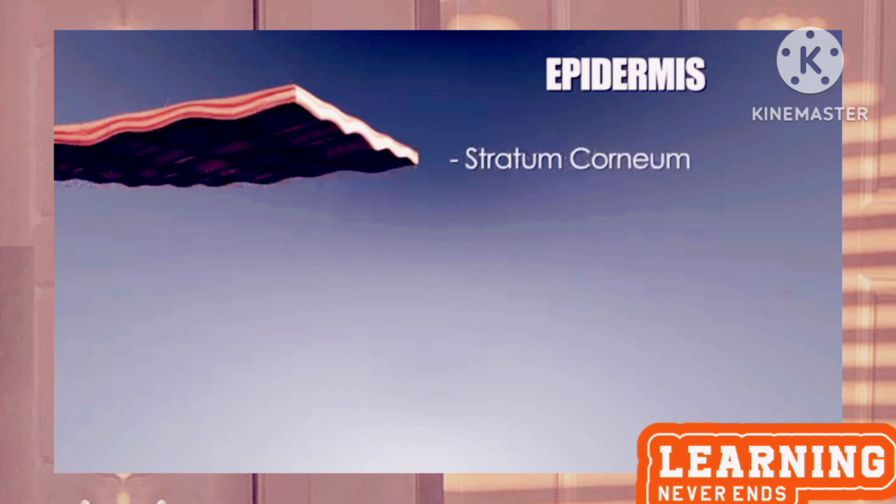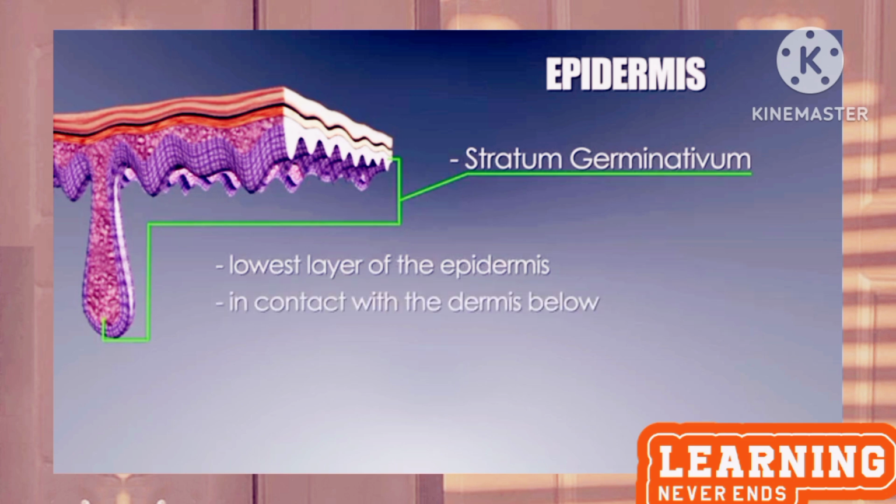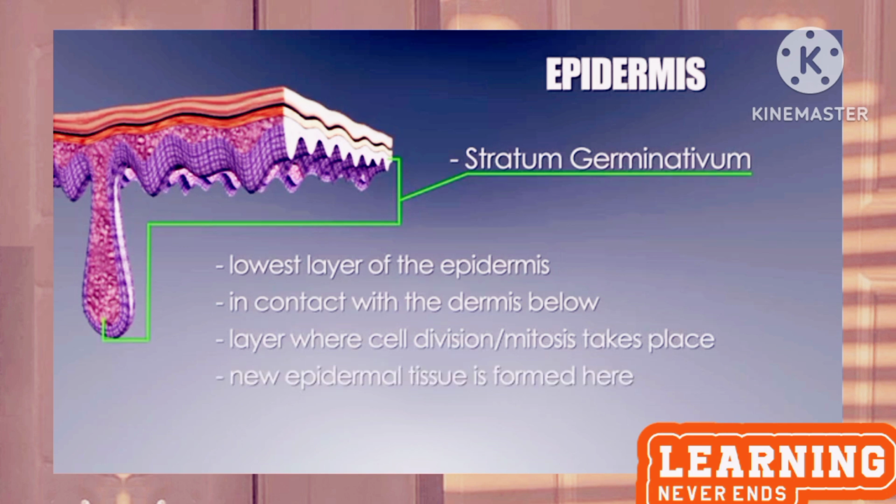Stratum corneum. This is the uppermost layer of the skin which constantly sheds, or where the dead skin cells are sloughed off. Essentially, the top layer of the skin is composed of dead cells. Stratum germinativum. The stratum germinativum is the lowest layer of the epidermis and is in contact with the dermis below. It is the layer in which cell division called mitosis takes place, and where new epidermal tissue is formed and begins to migrate to the surface of the skin, replacing the dead skin cells found in the stratum corneum.